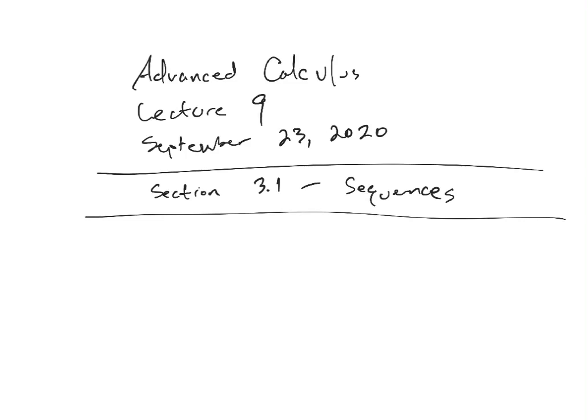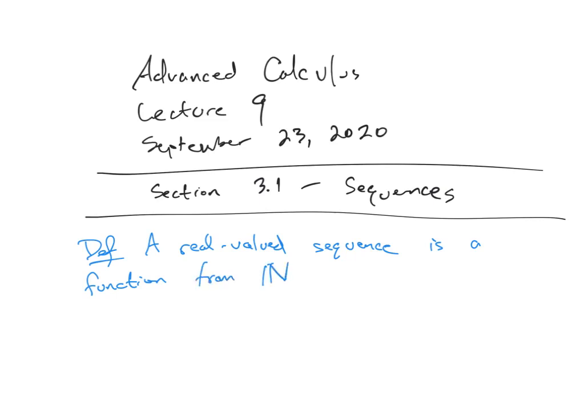Here we are. So, sequences. Let's start with a definition. This is the very formal definition. A sequence is a function. In fact, let me be a little bit more careful. A real valued sequence is a function from the natural numbers to the reals.